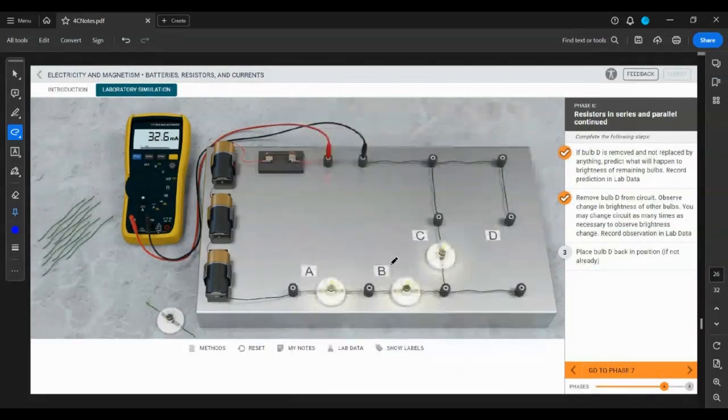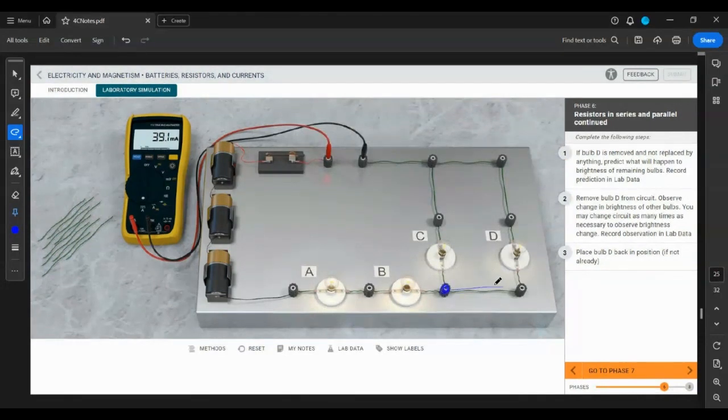What's going to happen, and the reason why that worked, is from before, the current was splitting and going this direction and this direction. And then when D is taken out, there's nothing here, and basically all of that current's going to loop and go this way. So that makes C brighter. Then what's strange about this is that you have fewer light bulbs, but you actually end up with more resistance, right?